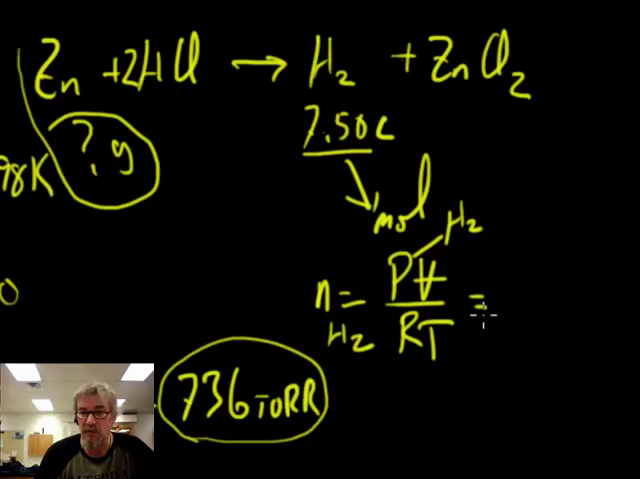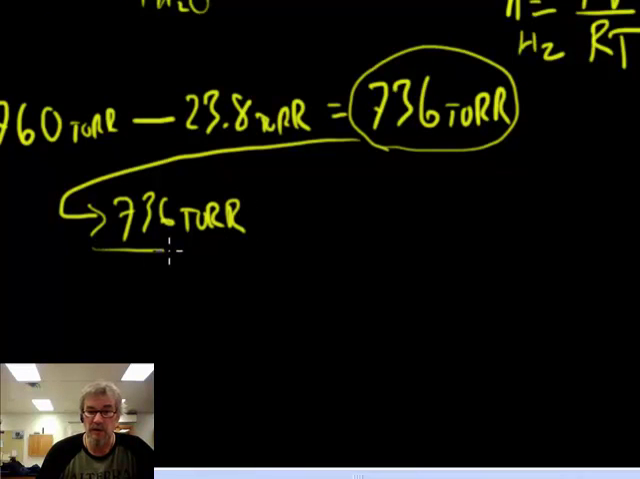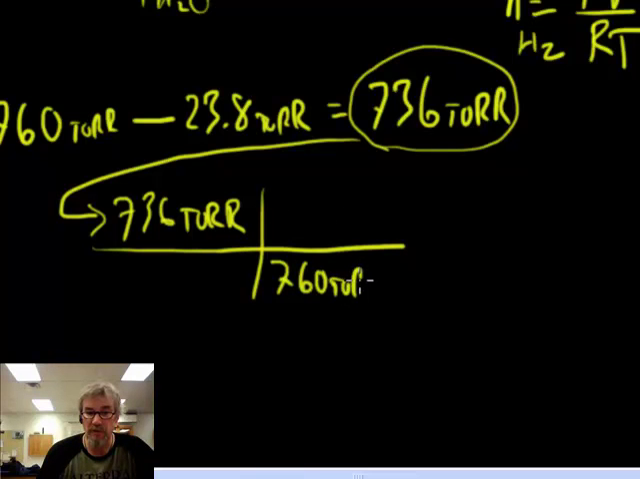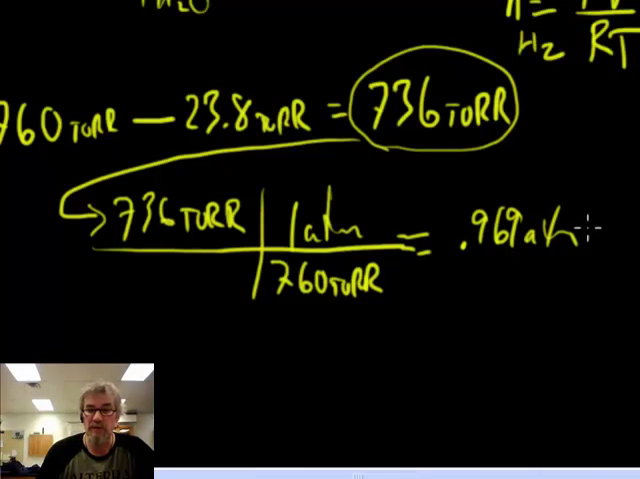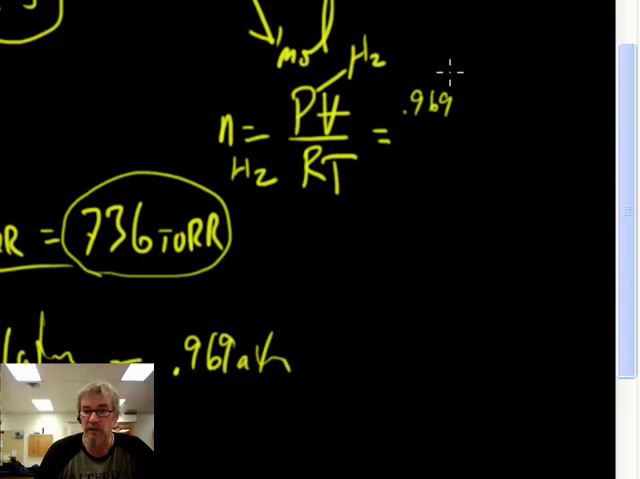But I actually can't use torrs either, can I? It's got to be in atmospheres in the ideal gas law. So I'll take this 736 torrs, and I will change this into atmospheres using this factor. 760 torrs is 1 atmosphere. This gives me a pressure of 0.969 in atmospheres. So let's plug that in for pressure. 0.969. I'm going to leave the units off as long as we're consistent. We know it'll work. 0.969 atmospheres.